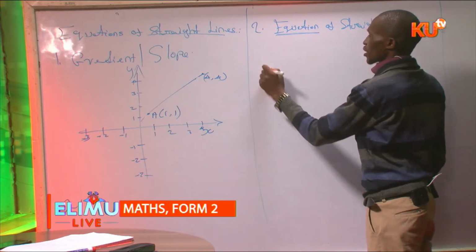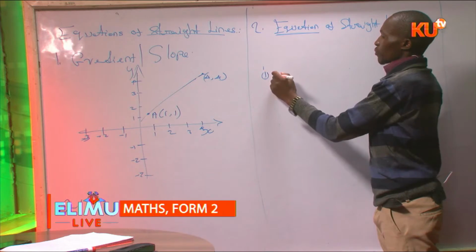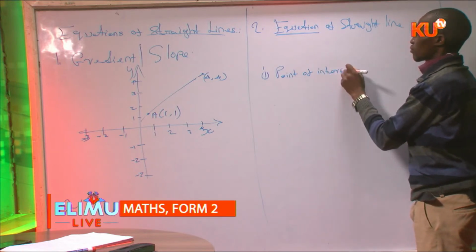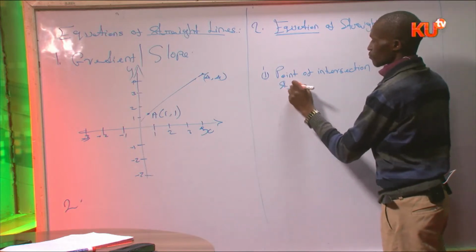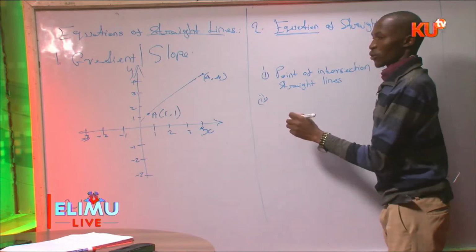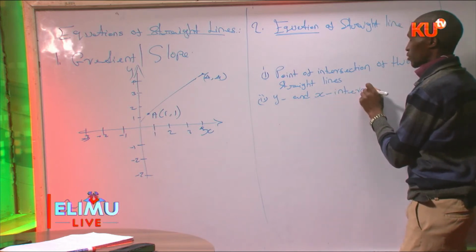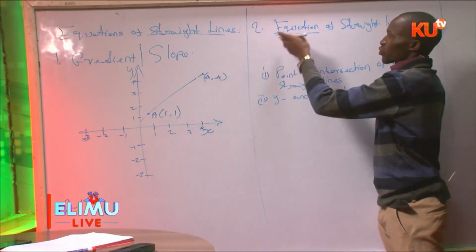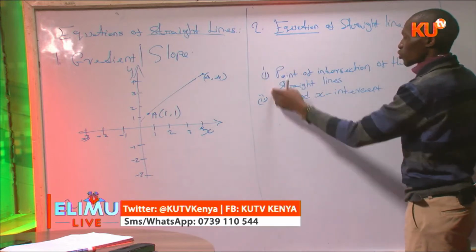It can be easy for you to think about other simpler areas or other minor areas, like the point of intersection of two straight lines. You can also think about the y and x intercept. It would be hard for you to work on this if you don't know about the gradient and the equation of a straight line. Therefore, when you have those basics, you can be able to finish up this.